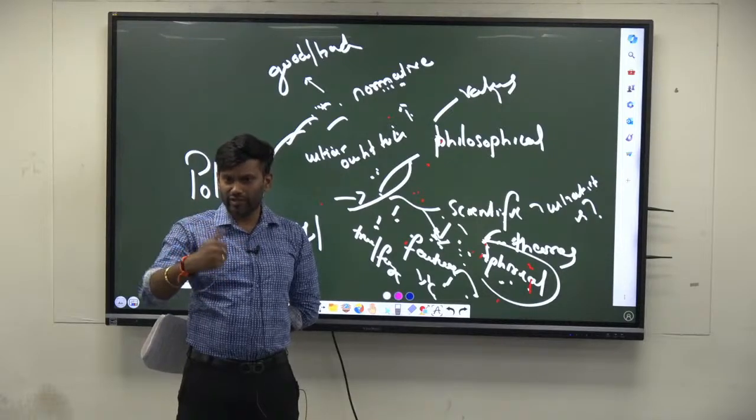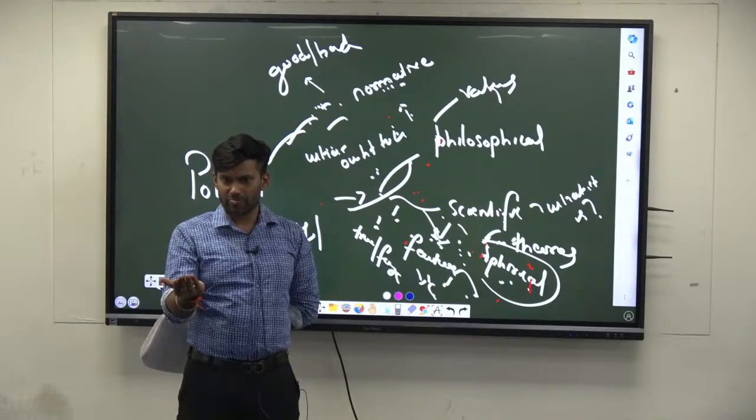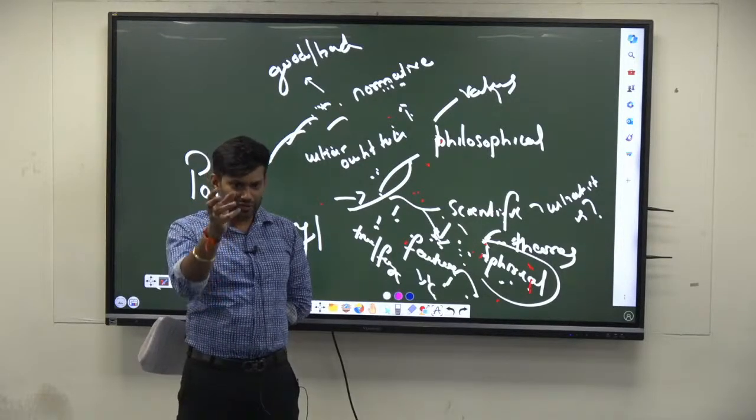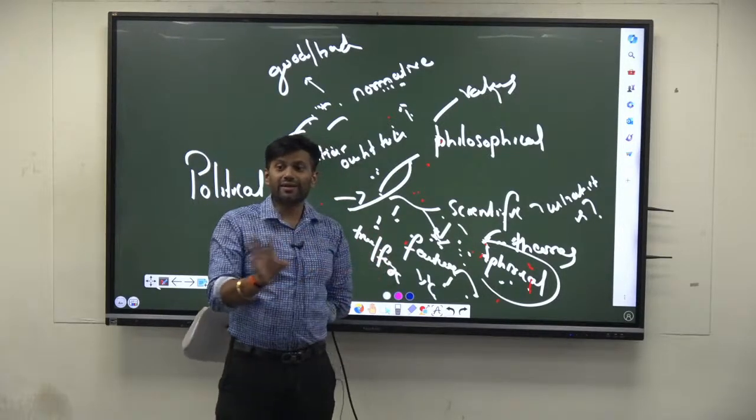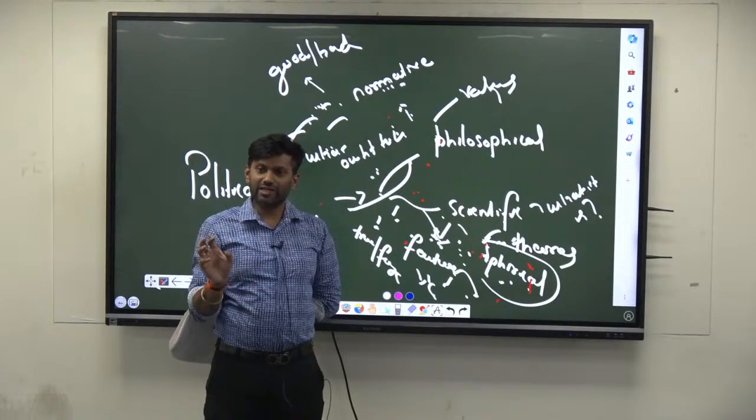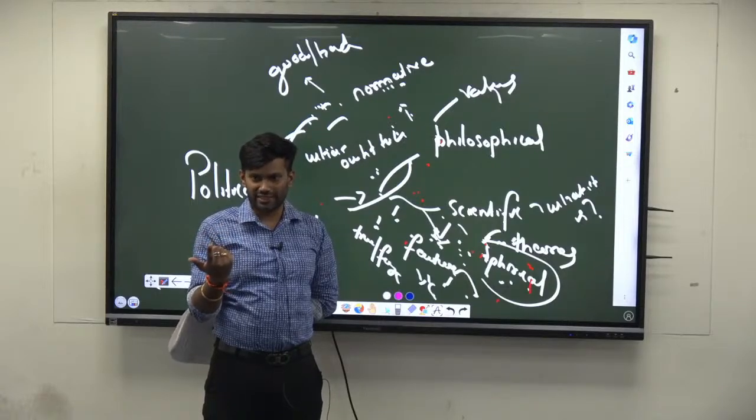So when you say value, it should be prescriptive, right? You have to be prescriptive. This is not good, this should be good, etc. Science is not prescriptive. Science is only explanatory. Like let us take natural science, like chemistry.